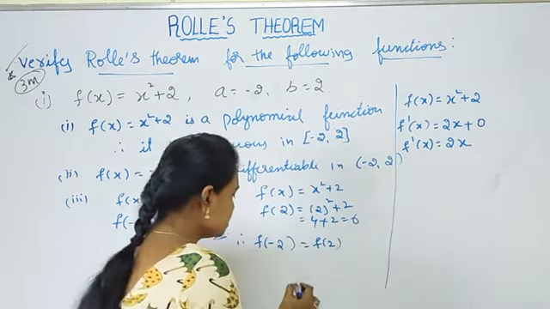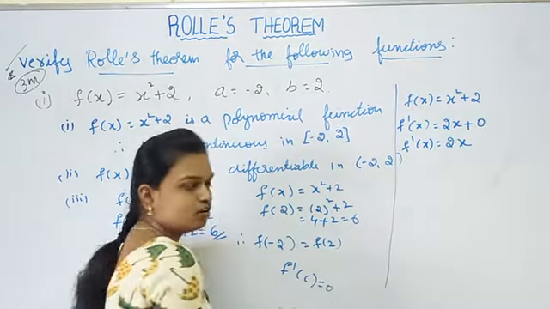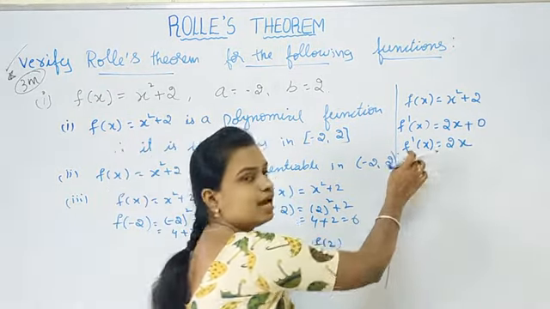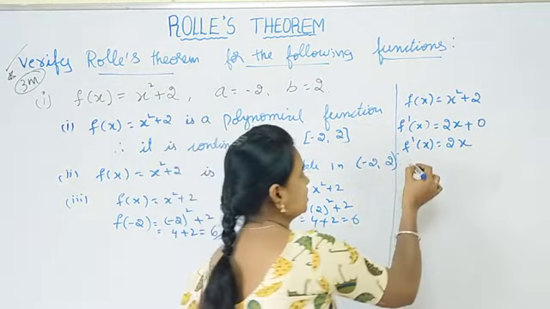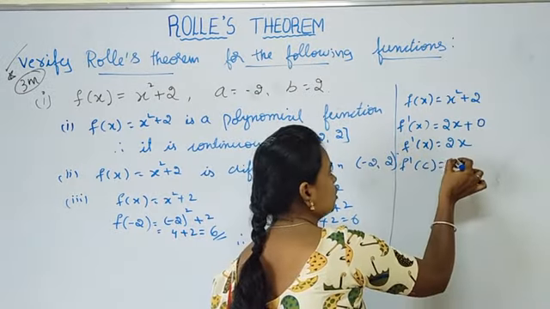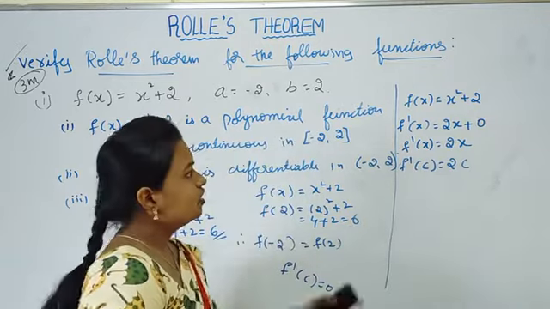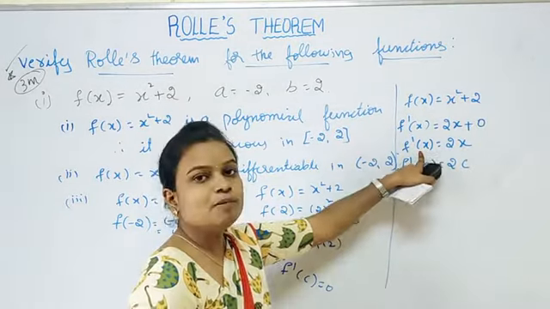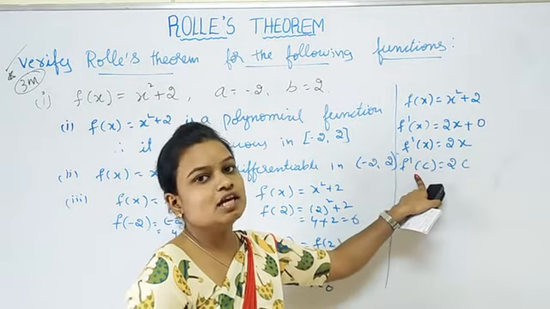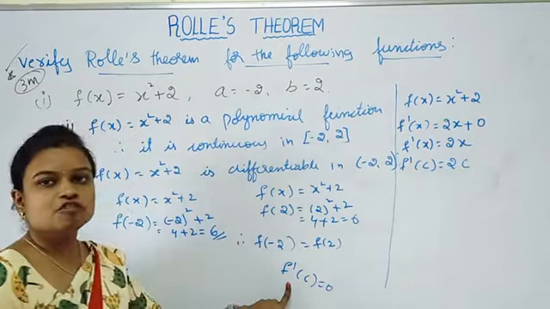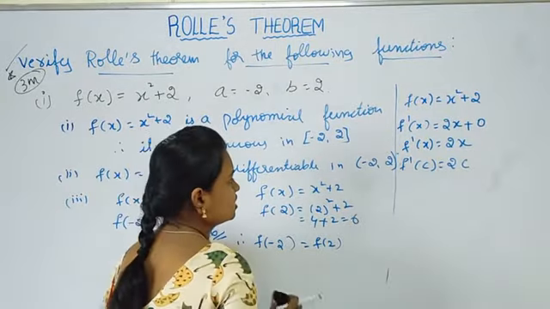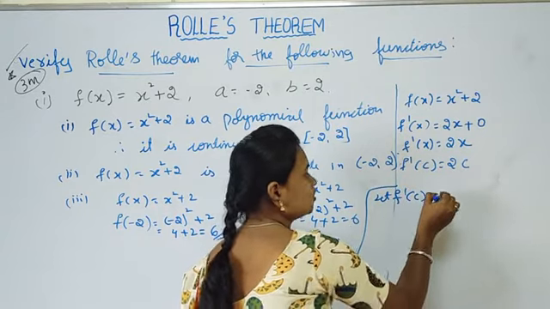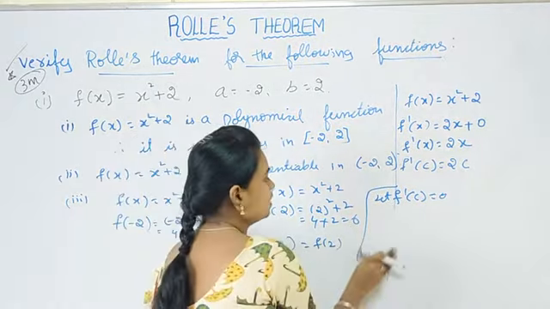But what is the condition? f dash of c is equal to 0, right? But here we have f dash of x, so replace x by c. That's it. f dash of c is equal to 2c. First take the given function, differentiate, then replace x by c, and you will get f dash of c. This is the condition for Rolle's theorem. So in the next step, let f dash of c is equal to 0. This is the condition, right? So what is f dash of c?